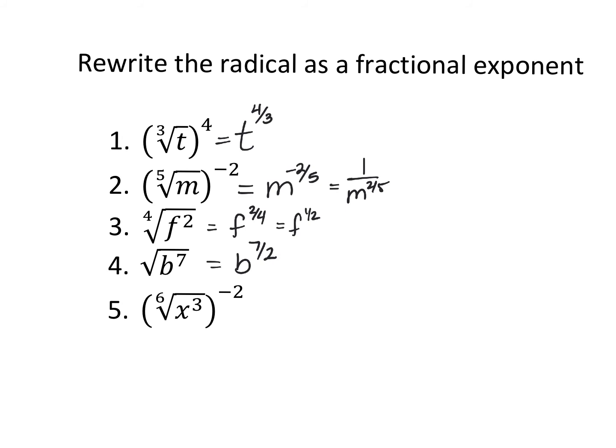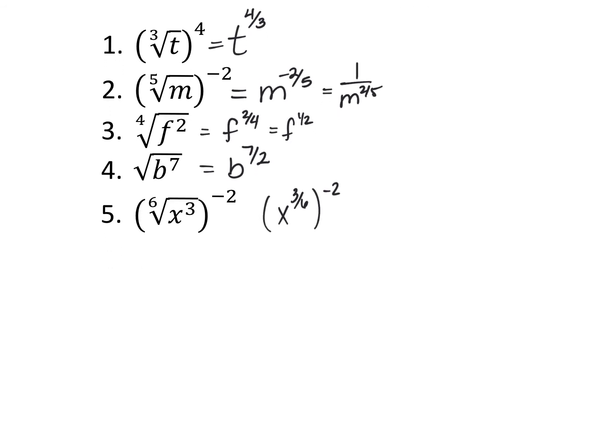And then the 6th root of x cubed, all to the negative 2 power. So I can do what's inside, x to the 3/6 to the negative 2. I can reduce then multiply, or I can multiply then reduce. x to the 1/2 to the negative 2, which is x to the negative 1, which would be 1 over x.